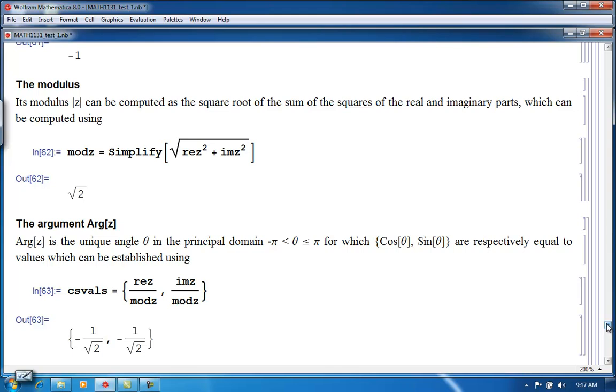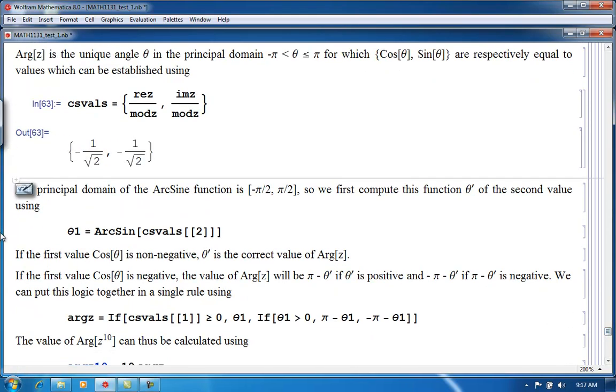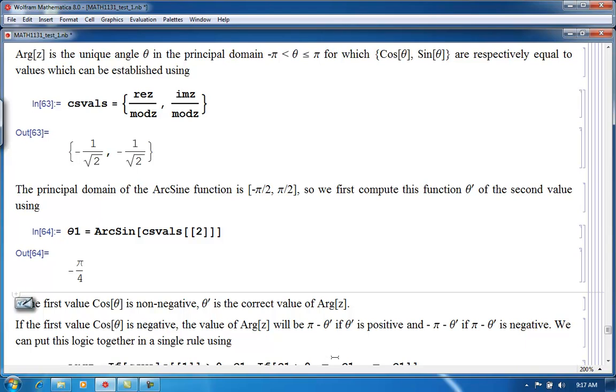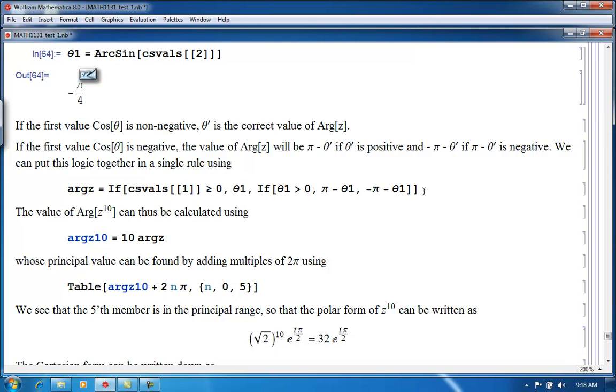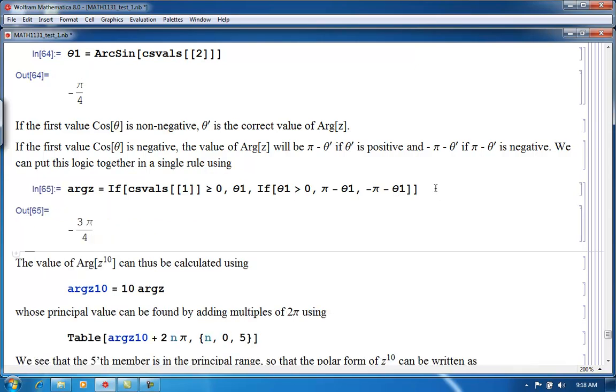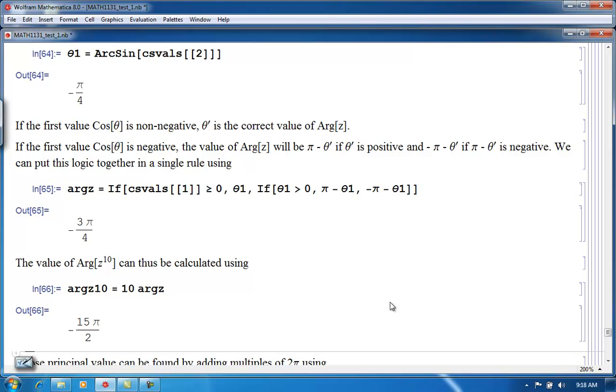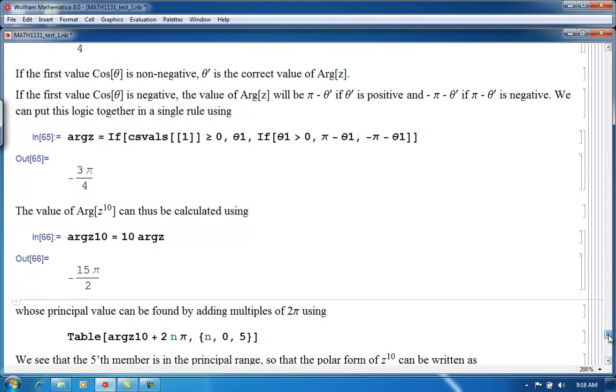And now we use our algorithm. We first of all take the arc sine of the second member, which is minus pi over 4, and we can see that the first member is also negative, so we'll apply a rule, and that should be minus 3 pi over 4, which indeed it is. So to calculate the argument of z to the power 10, we just multiply the argument of z by 10, which is minus 15 pi over 2, and which is of course not in the principal domain, it's negative.